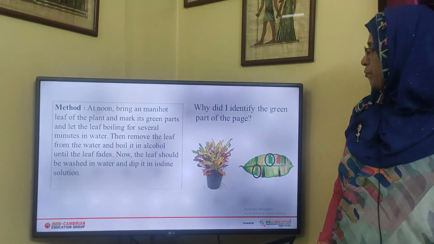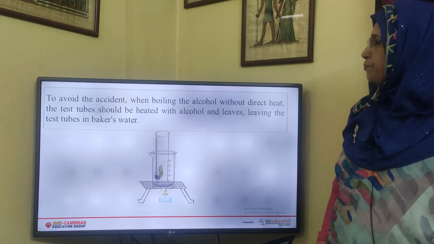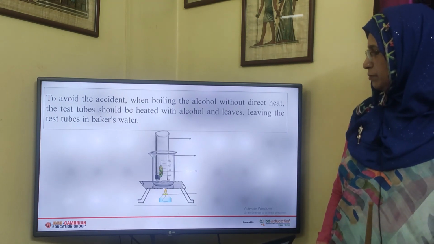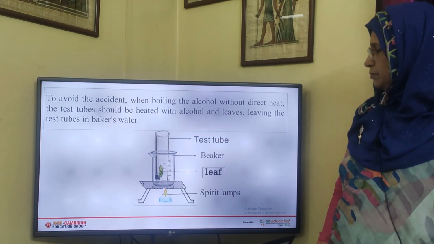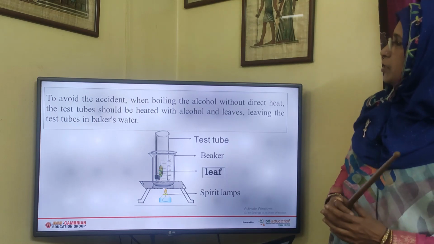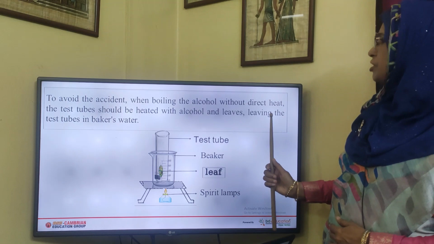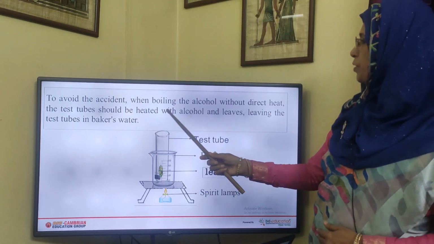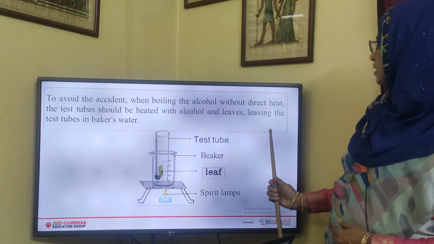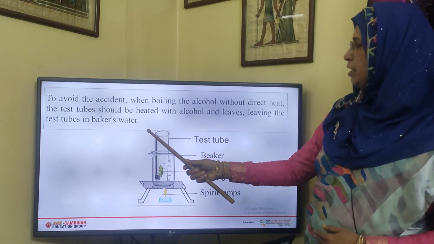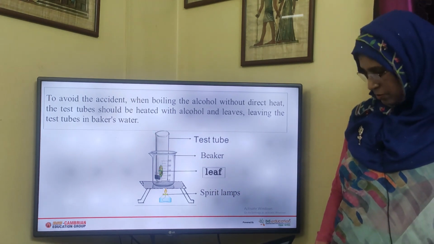So what will we see? To avoid accidents while boiling the alcohol without direct heat, the test tube should be heated with alcohol and leaves, keeping the test tube in the beaker's water.